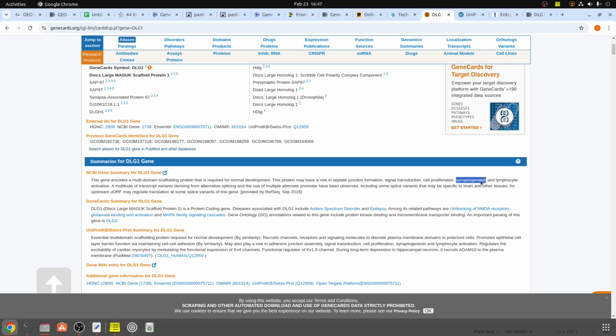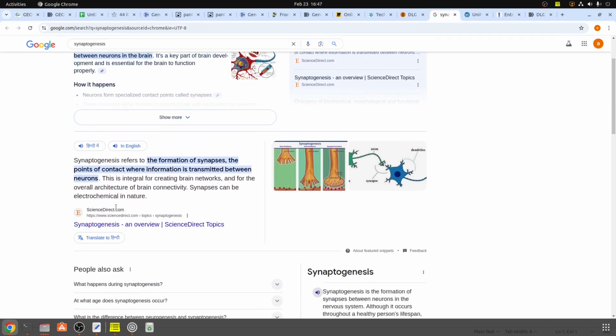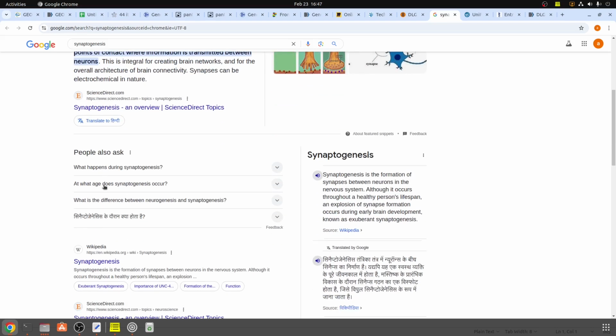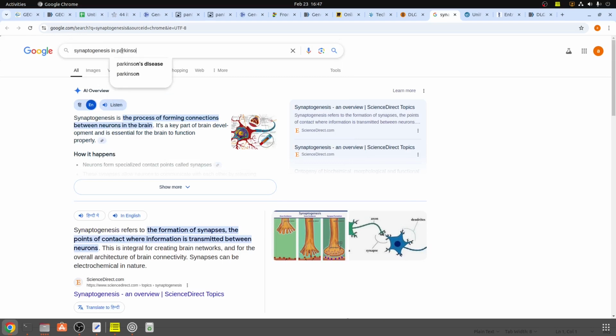So what is synaptogenesis? I think this is related to some neurodegenerative disease. Okay, neurons. So synaptogenesis refers to the formation of synapses, the points of contact where information is transmitted. So, synaptogenesis in Parkinson's.